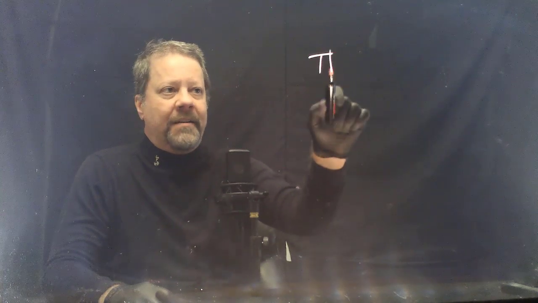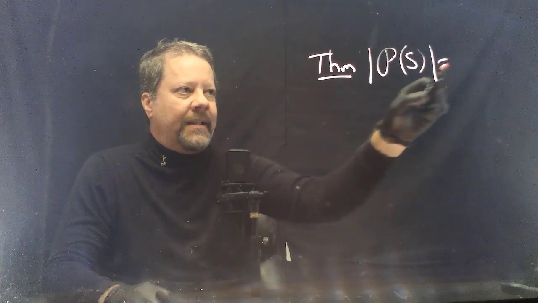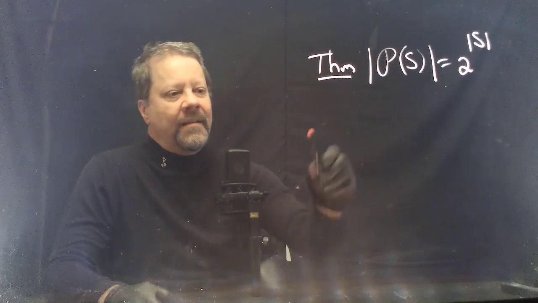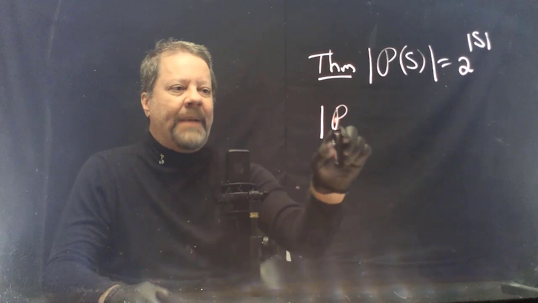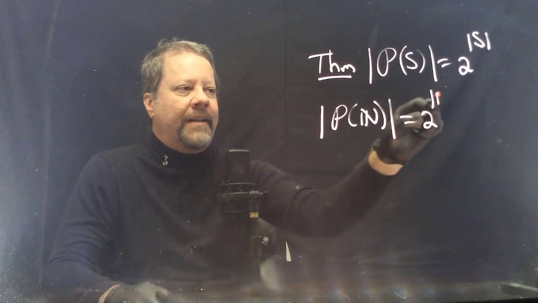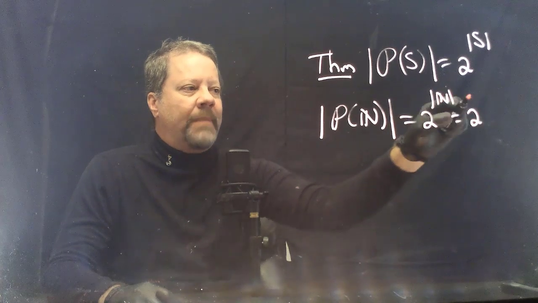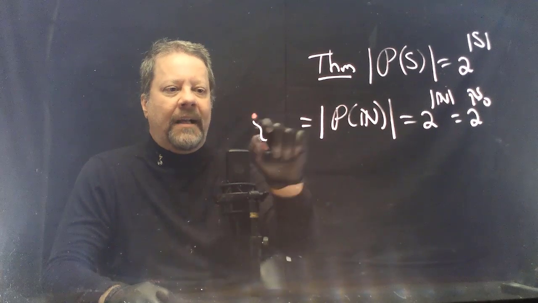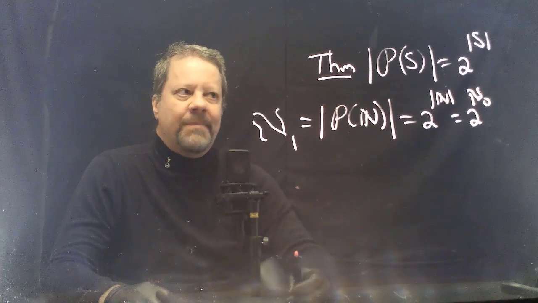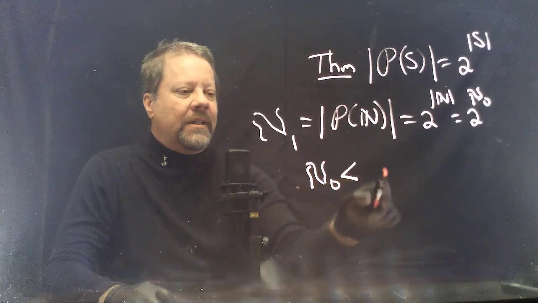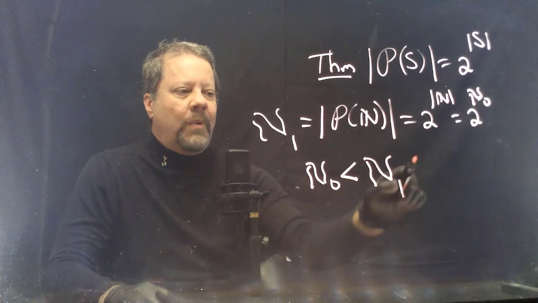One of the basic theorems from set theory is that the cardinality of the power set of a set is 2 to the power of the cardinality of the original set. So we see that the cardinality of the power set of the natural numbers will be equal to 2 to the cardinality of the natural numbers, or 2 to the power of aleph naught. We'll define this to be aleph 1. It has to be strictly larger by Cantor's theorem. So aleph naught will be strictly less than aleph 1.